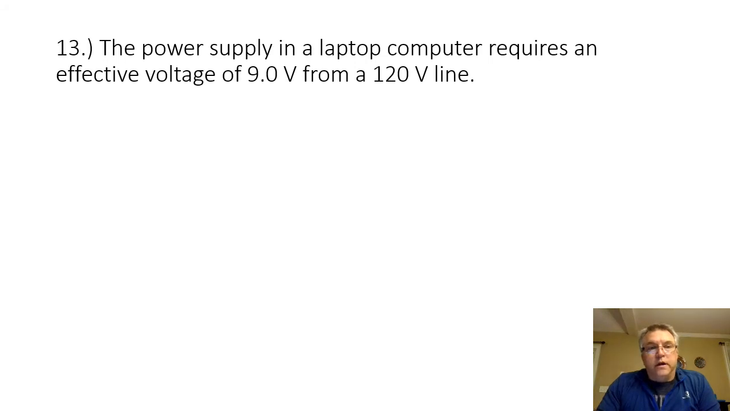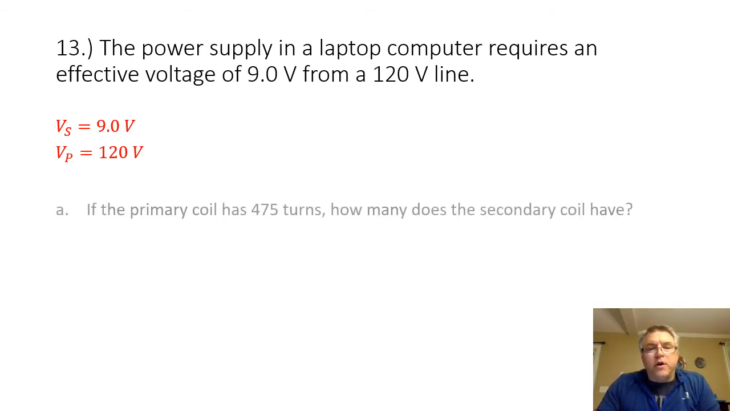Problem 13. The power supply in a laptop computer requires an effective voltage of 9.0 volts from a 120 volt line. So my secondary voltage, or the voltage coming out of the transformer, is going to be 9 volts. The primary voltage, or the voltage going into the transformer, is 120 volts. The first part asks, if the primary coil has 475 turns, how many does the secondary coil have? So the number of turns of my primary coil is 475. We are being asked to find the number of turns on the secondary coil.